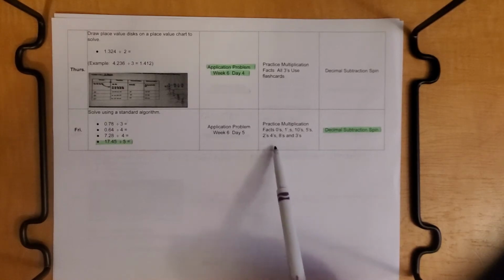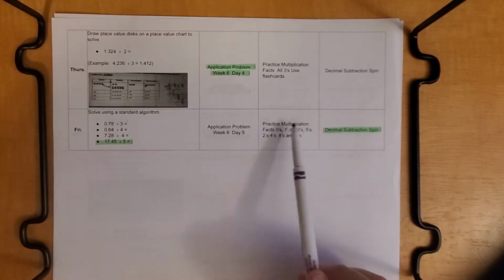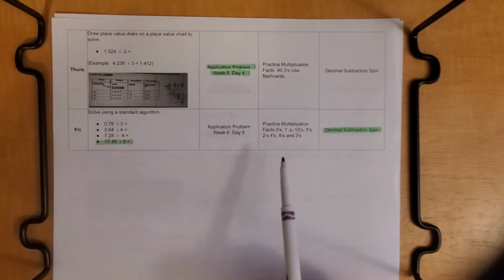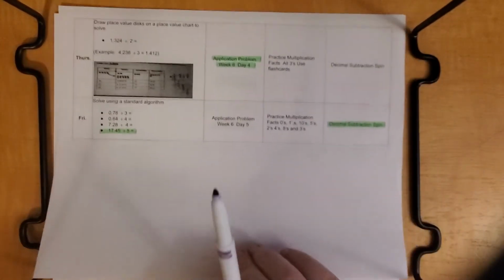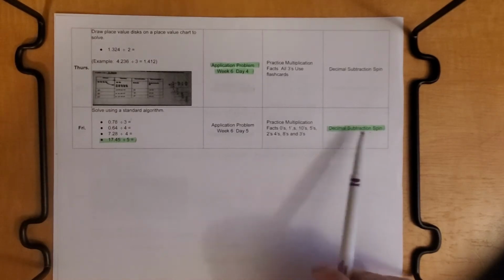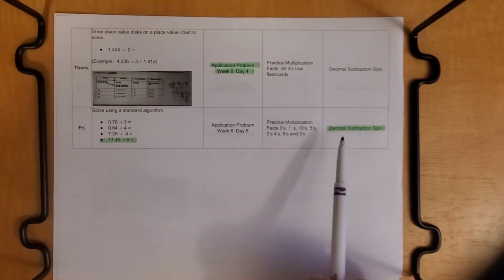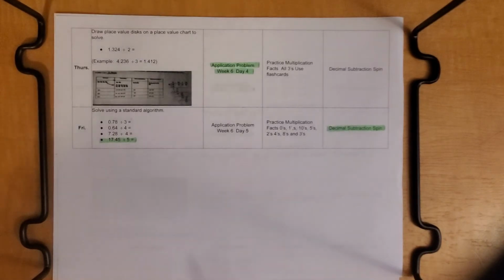You need to go back through and practice everything that we've done so far. We only have 6s and 7s and 9s left. We'll get to 6s, I think, next week. Yep, 6s next week, and then you can practice your 9s and your 7s on your own. And then we have decimal subtraction spin, which is actually your job for today. Make sure you play that game.